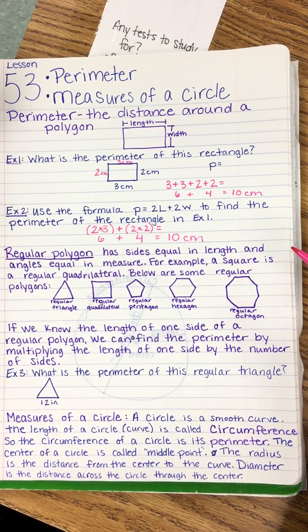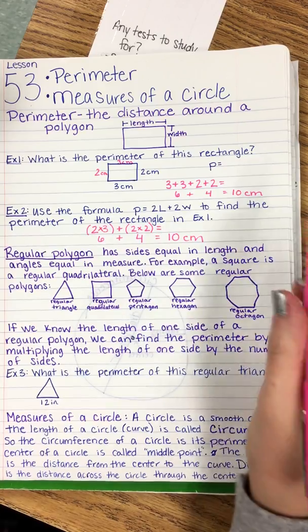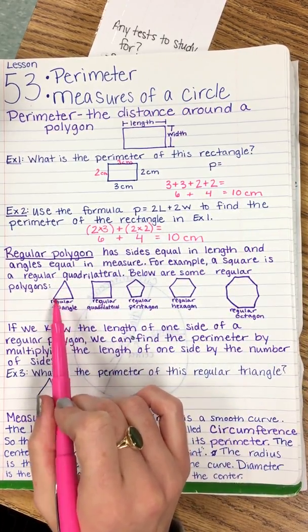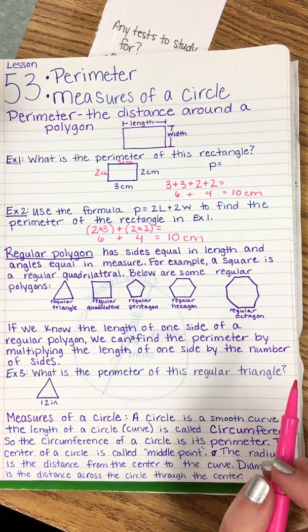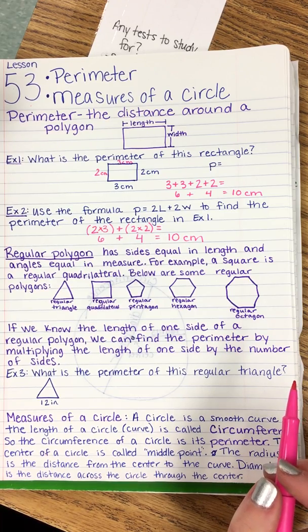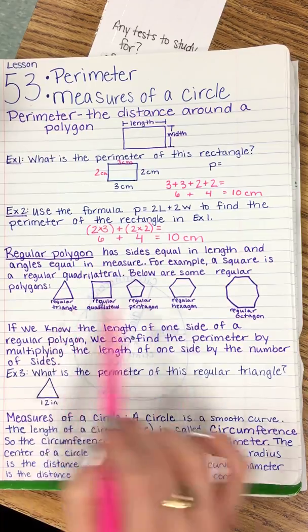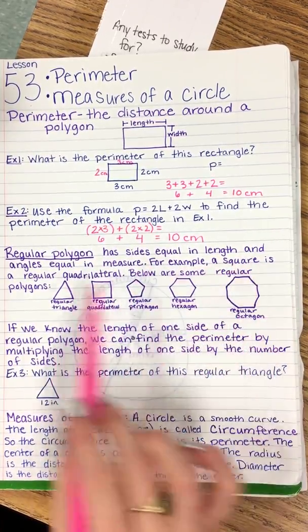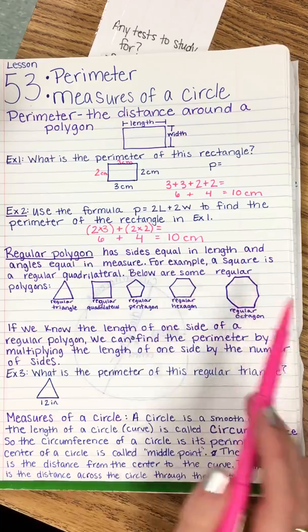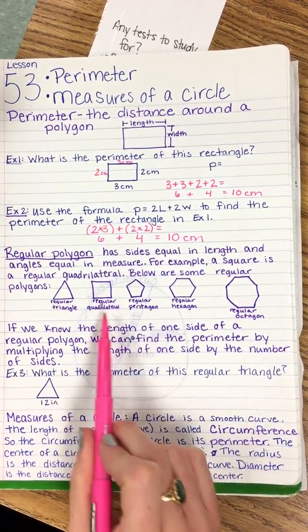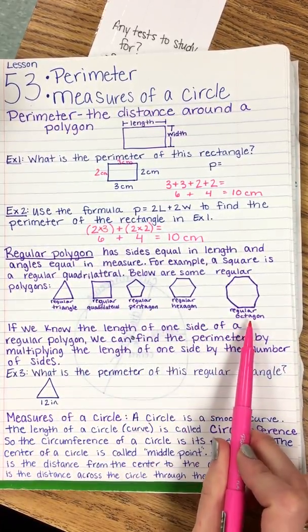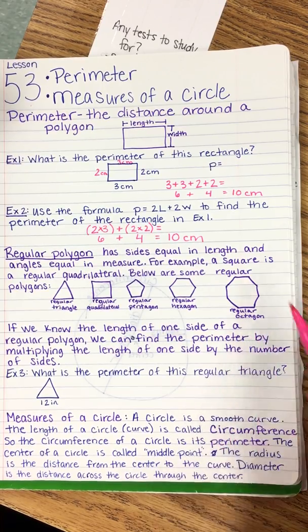A regular polygon has sides of equal length and equal angle measures. The sides are equal length and the angles are equal measures. For example, a square is a regular quadrilateral. Below are some regular polygons: a regular triangle, quadrilateral, pentagon, hexagon, and octagon. Just draw these the best you can. Just make sure they have the right amount of sides.